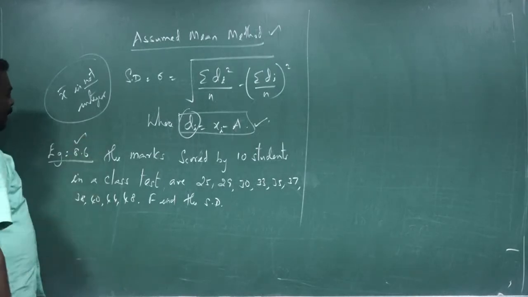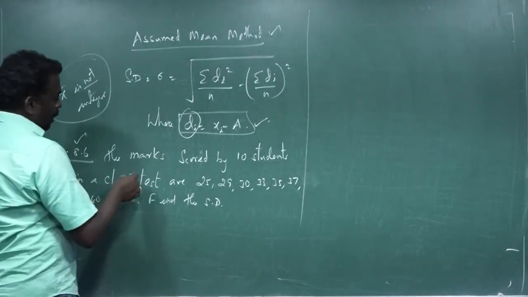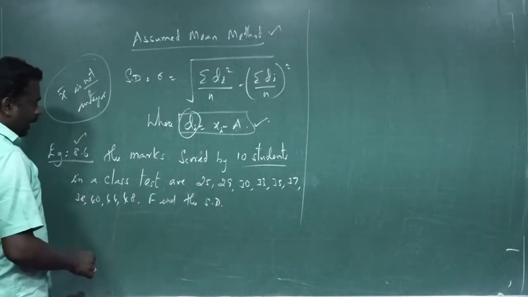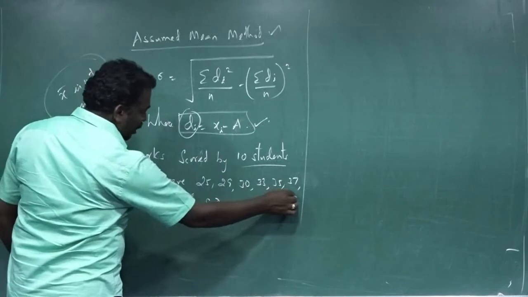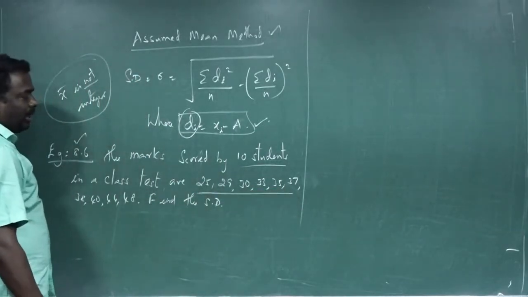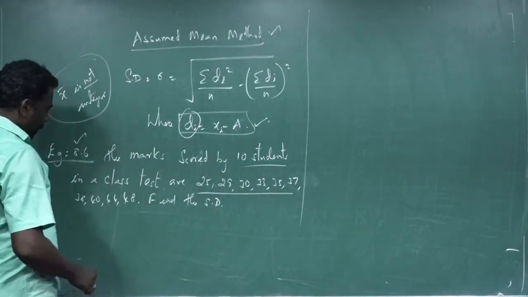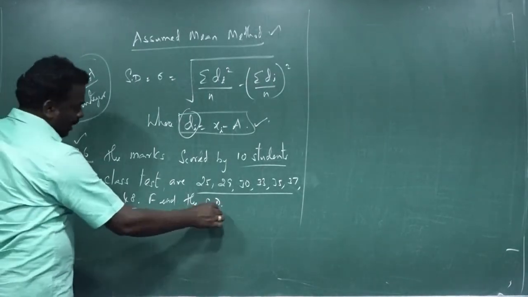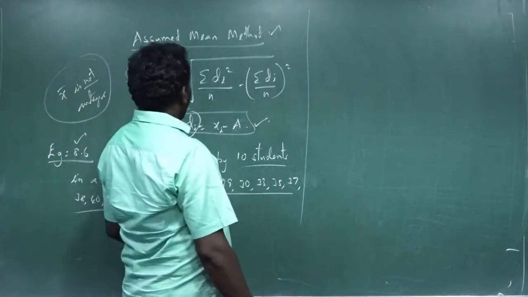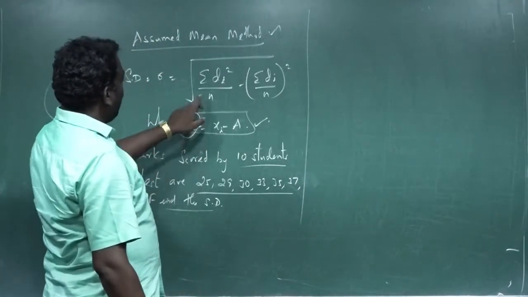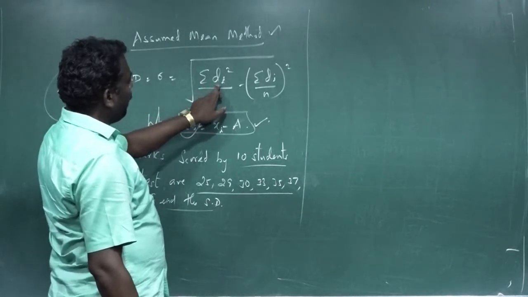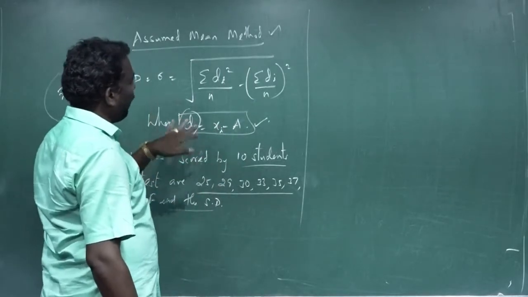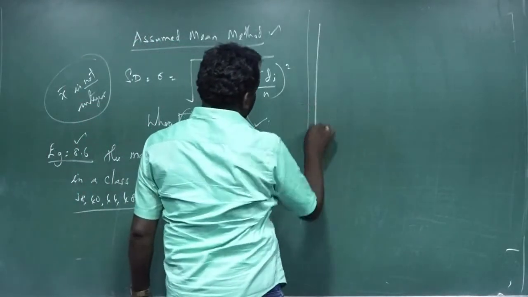Example 8.6: the marks scored by 10 students in a class test are given: 25, 29, 30, 33, 35, 37, 38, 40, 44, 48. Find the standard deviation. So we have to find the d value, the sum of di square, the sum of di, and then n, and substitute in the formula. Therefore, we need to form the table.